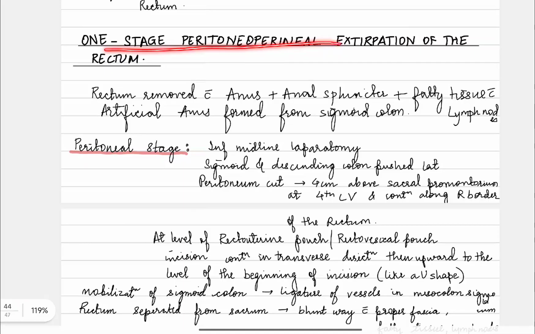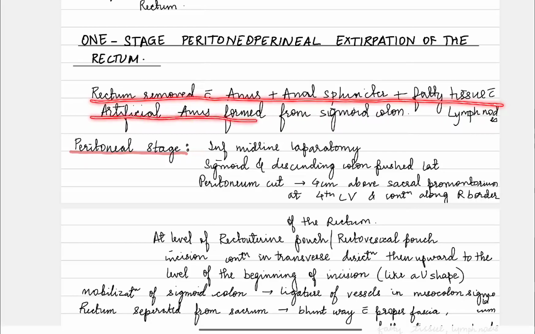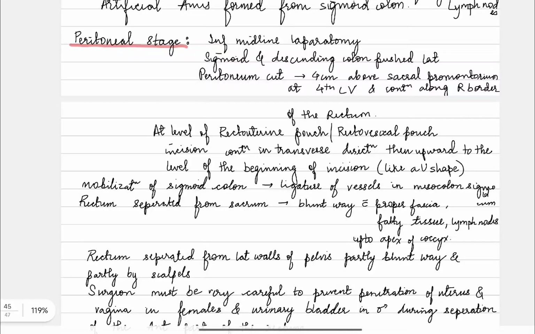One stage peritoneoperineal extirpation of the rectum. Rectum is removed with anus plus anal sphincter plus fatty tissue, and an artificial anus is formed from the sigmoid colon. Peritoneal stage, inferior midline laparotomy is done.